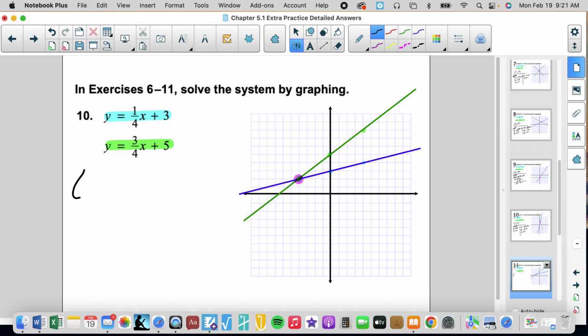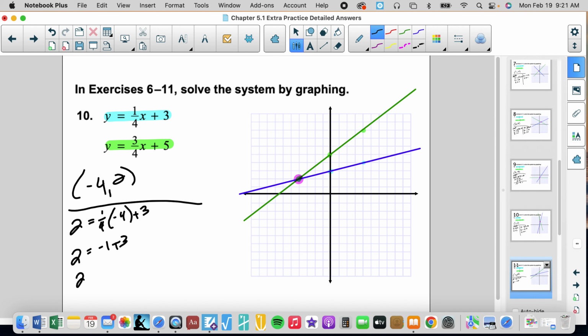I am saying it's -4, 2. Let's check. So 2 equals 1/4 times -4 plus 3. 2 equals -1 plus 3. 2 equals 2, yes. Let's use the other equation, plugging in our y value, which is 2 equals 3/4 times my x value, which is -4 plus 5. 2 equals -3 plus 5. 2 equals 2. And that is the point of intersection.